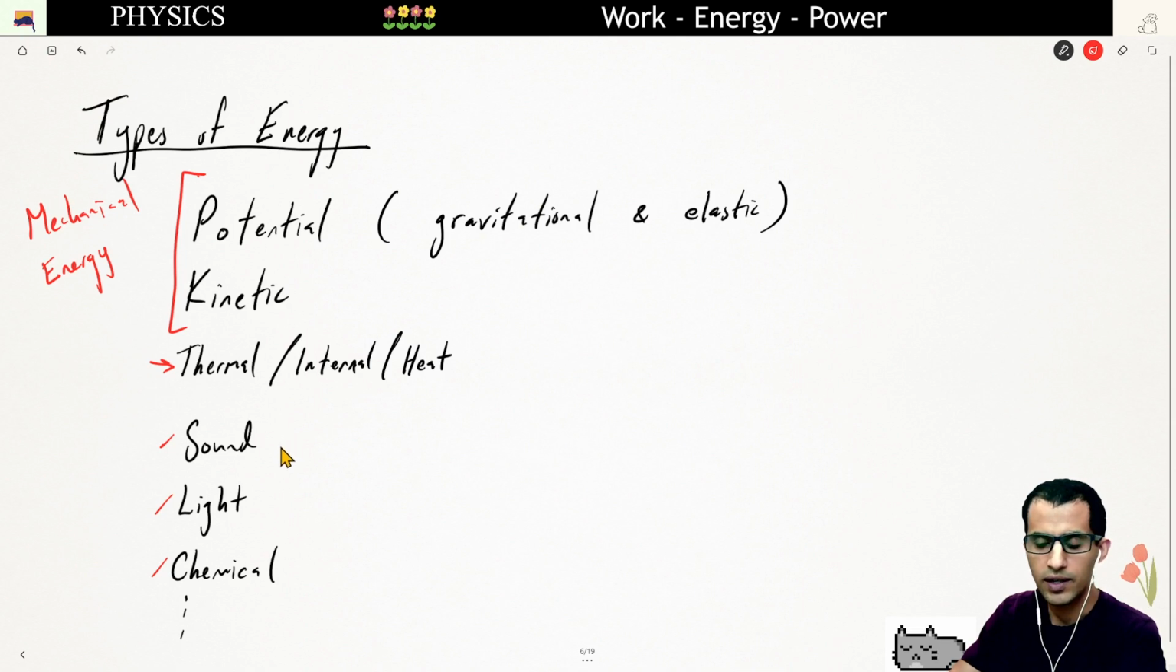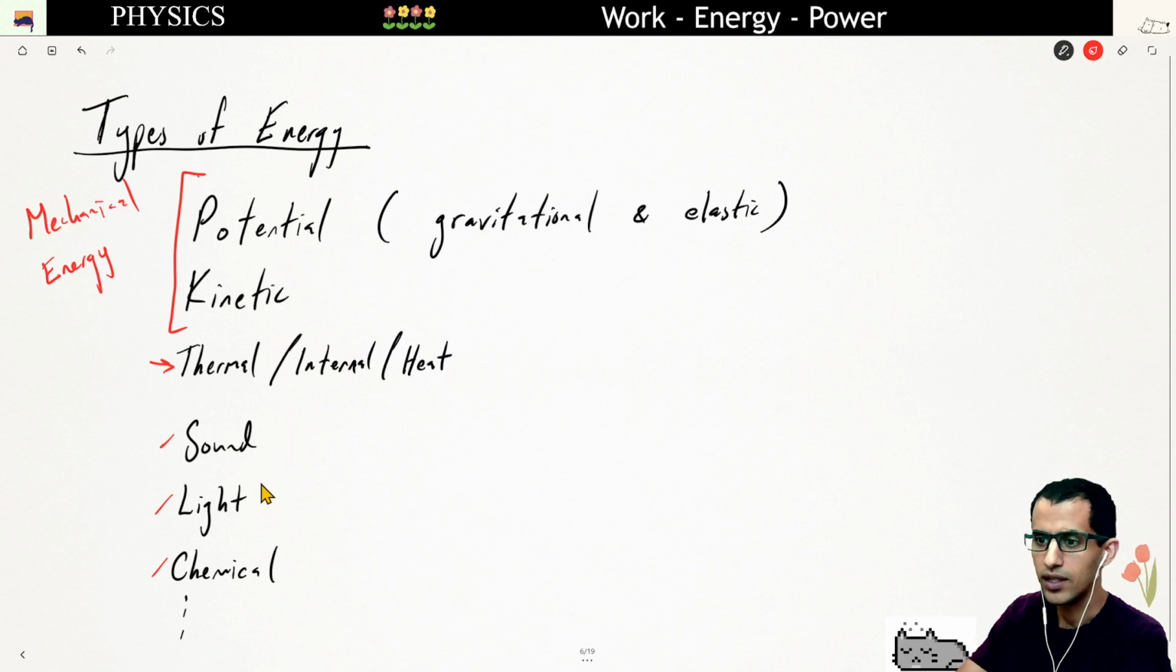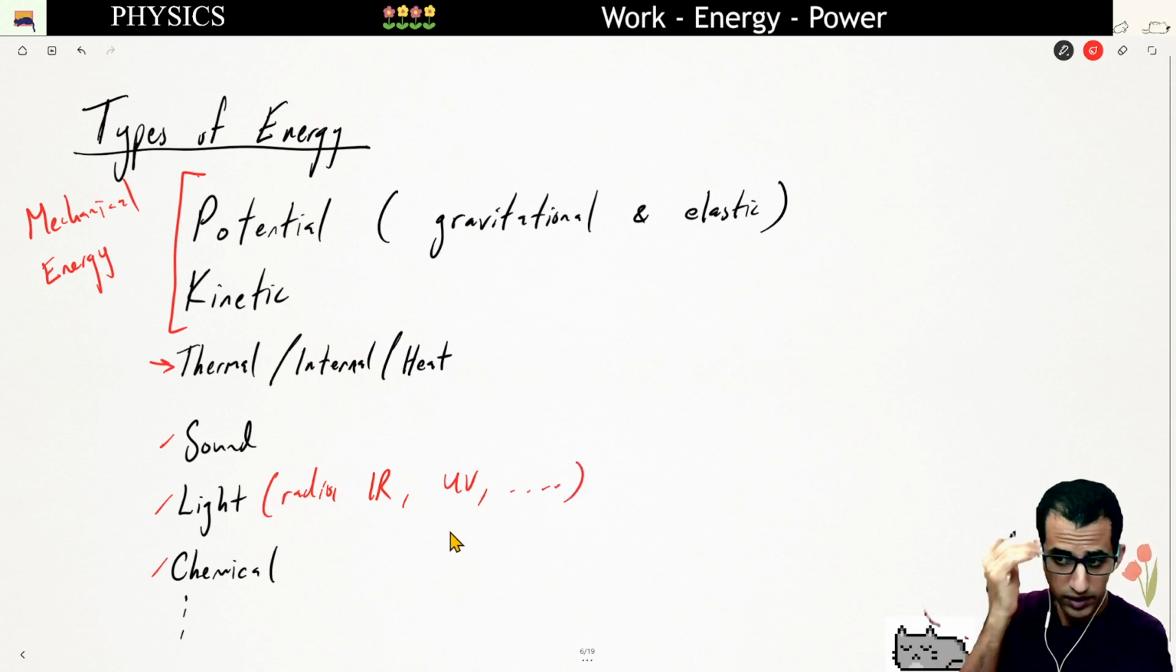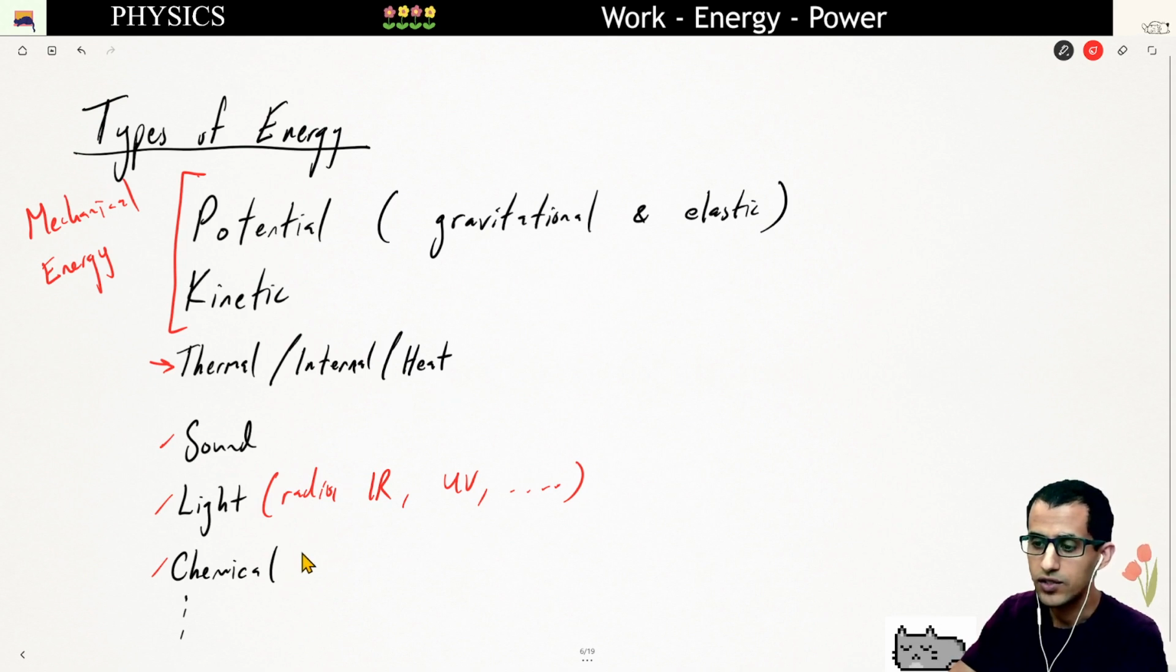Sound energy is vibration of particles, so really it's a kind of kinetic energy on a microscopic scale. Light energy comes in many forms, like radio waves, infrared radiation, UV radiation, and lots of different kinds of light based on its frequency. We also have chemical energy, which is energy stored in chemical bonds. So anytime you have an exothermic reaction, that energy was stored in chemical bonds. We can also think about energy stored in the cells of plants and animals, or the energy stored in the cells of a battery.